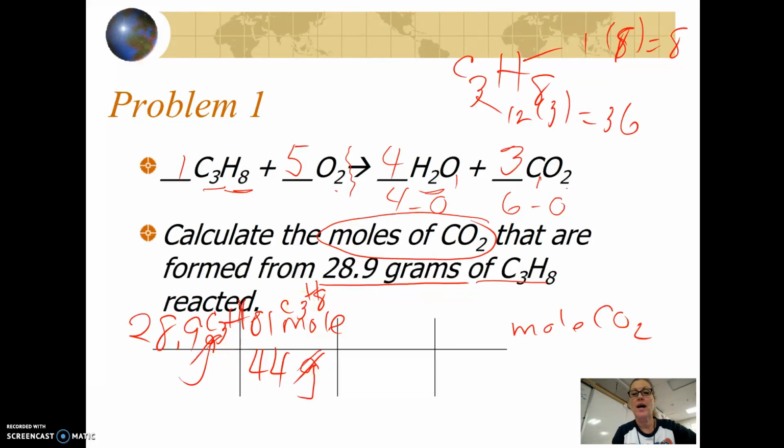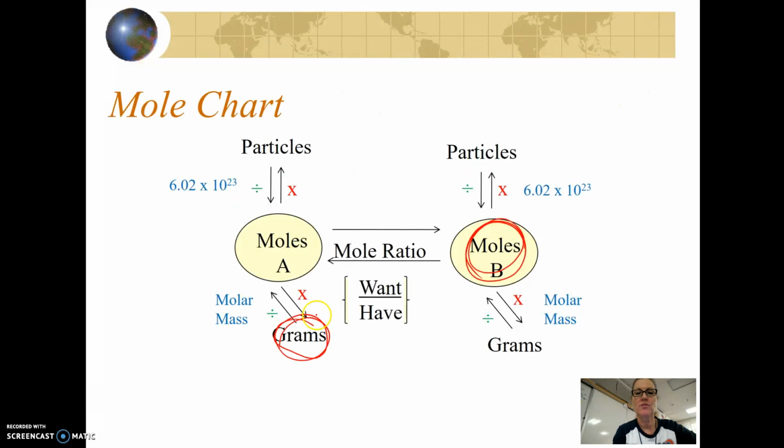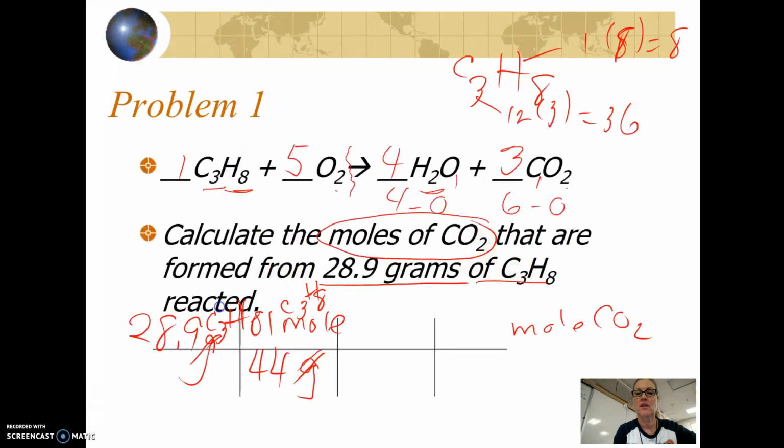But remember, I am at moles of C3H8. So here I am. I just did this part. I got to moles of C3H8. Now I need the ratio to get to moles of my new substance. So let me go back and do that. So now I have moles of C3H8. This is where my ratio step comes in. Remember, the ratio is what you want over what you already have.